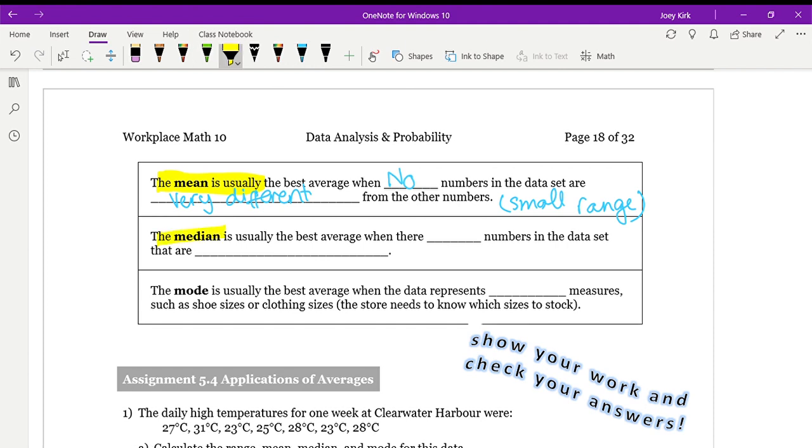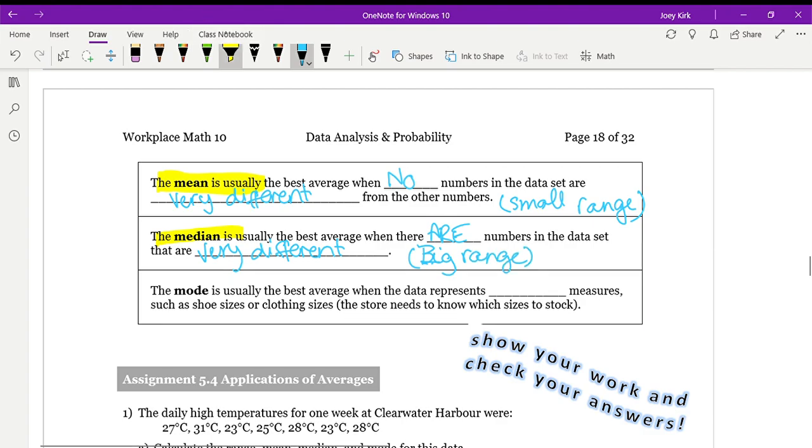The median is a good measure of central tendency to use if there are numbers in the data set that are spread out. So if there are numbers that are very different from each other, the median is going to give you the best kind of average. Well, not technical average, but the best measure of central tendency. So this is when you have a big range.